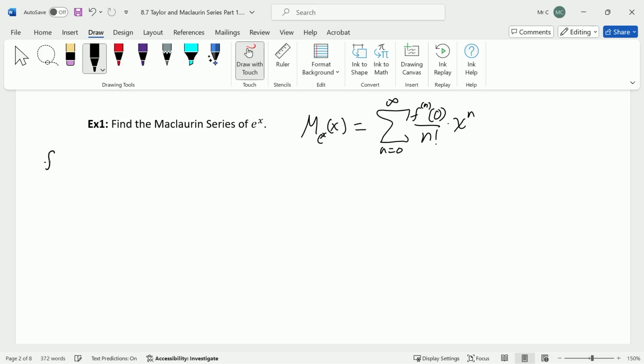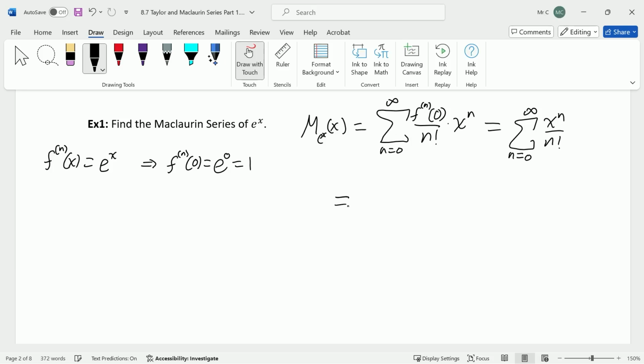So first of all, what's the nth derivative of e to the x? It's just e to the x. You take the first derivative of e to the x, e to the x. Second derivative, still e to the x. So the nth derivative is always e to the x. And that tells us that the nth derivative evaluated at 0 is e to the 0, which is 1. And so this series is just the sum from n equals 0 to infinity of 1 times x to the n over n factorial.